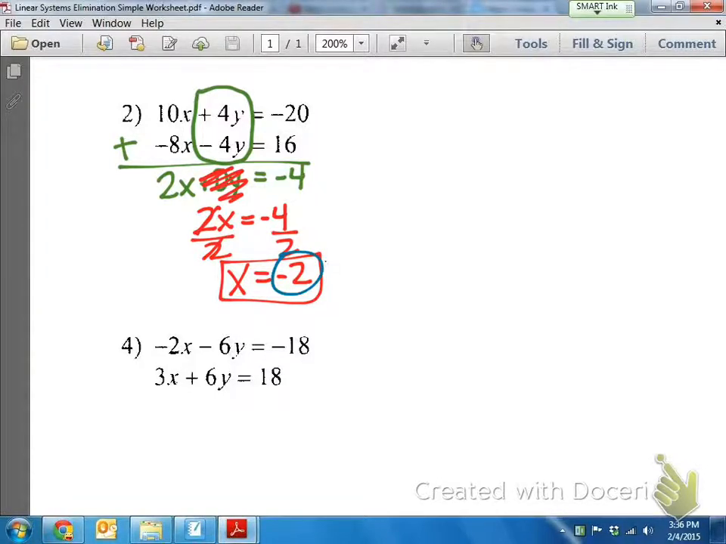So we found x, and we need to plug x in. Now, we could plug it into the top equation or the bottom equation. It doesn't matter. You're going to get the same answer. In fact, I'll go ahead and do both for you. So let's say I did plug it into the top.